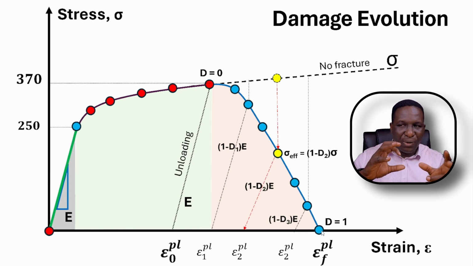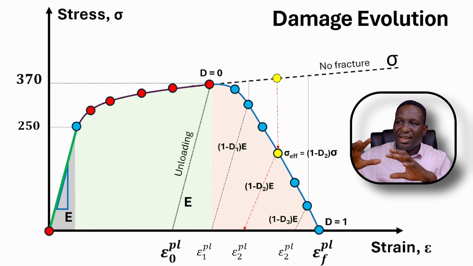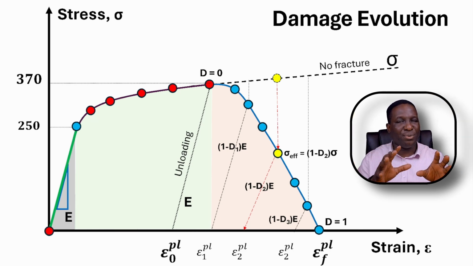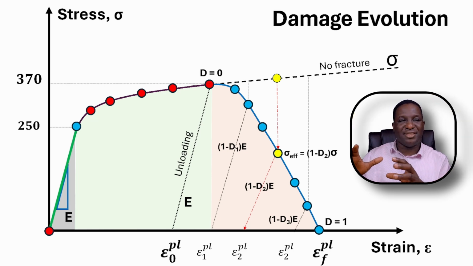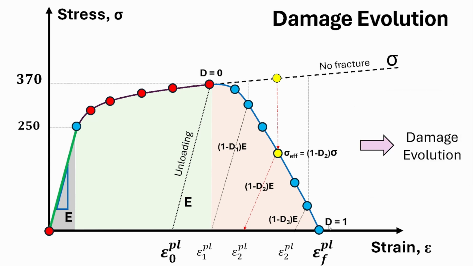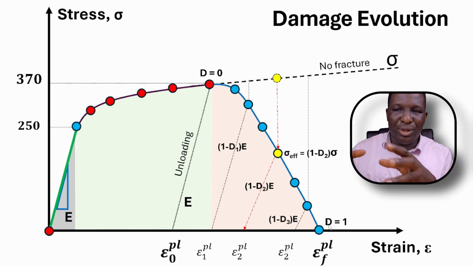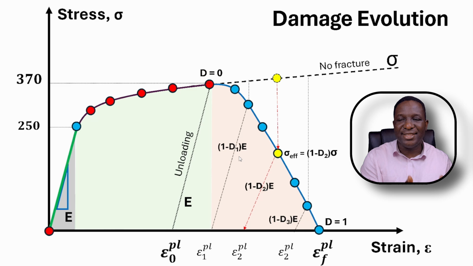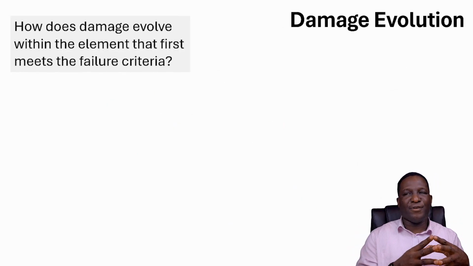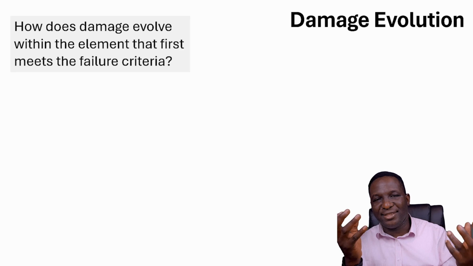And so this is how we have this variable D that adjusts whatever the original virtual stress state would be into a realistic stress state, degrading the modulus of the material until ultimately you get comprehensive damage at the point where D is equal to 1. So that's really the damage evolution. But then there's something hidden within this which we are not sure of, and that's how is D able to accomplish this. And so how does damage evolve within the element that first meets this failure criteria?